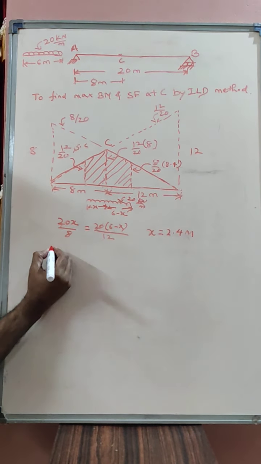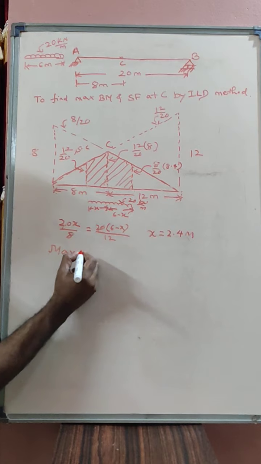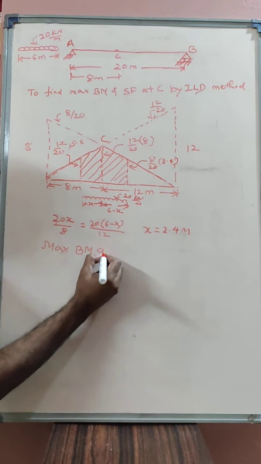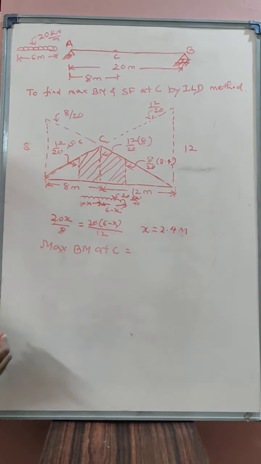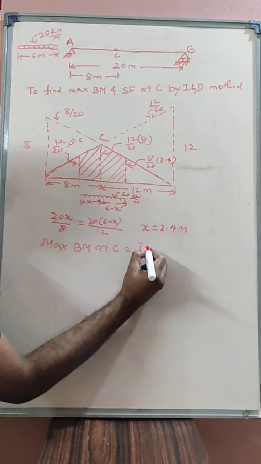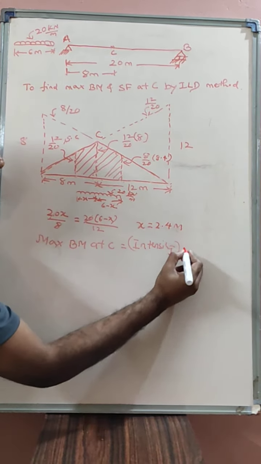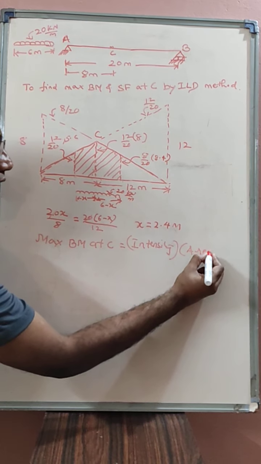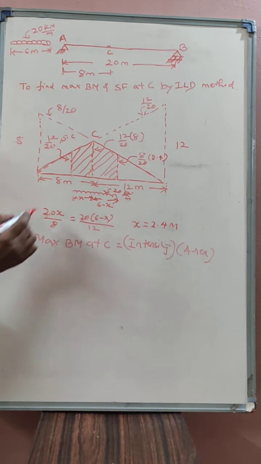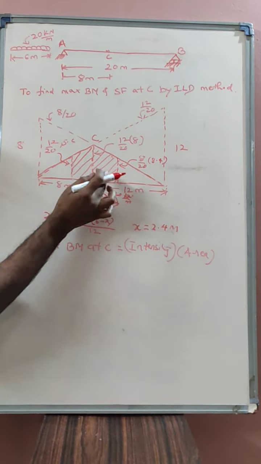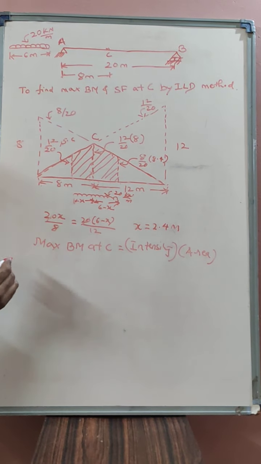So what is the maximum bending moment at C? It's very simple. Maximum bending moment at C is equal to intensity of the load into area. What is that area? The area which I have hatched. That means there are two trapeziums. So I will do one thing.